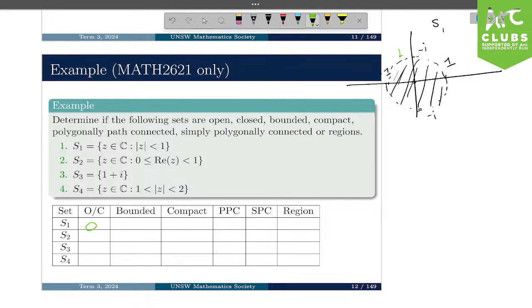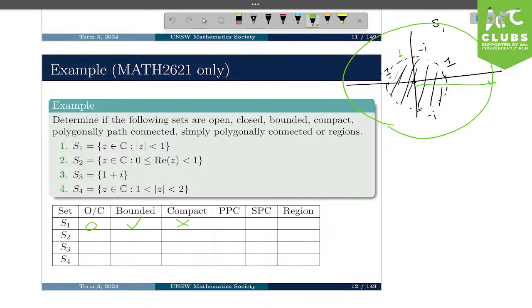Is it bounded? Well, we can just pick a circle bigger than it. For example, pick a circle of radius 2 here, and then our entire set S1 is contained in this circle. So that means it's bounded. Is it compact? Well, it's not closed, so it can't be compact. So it's not compact.